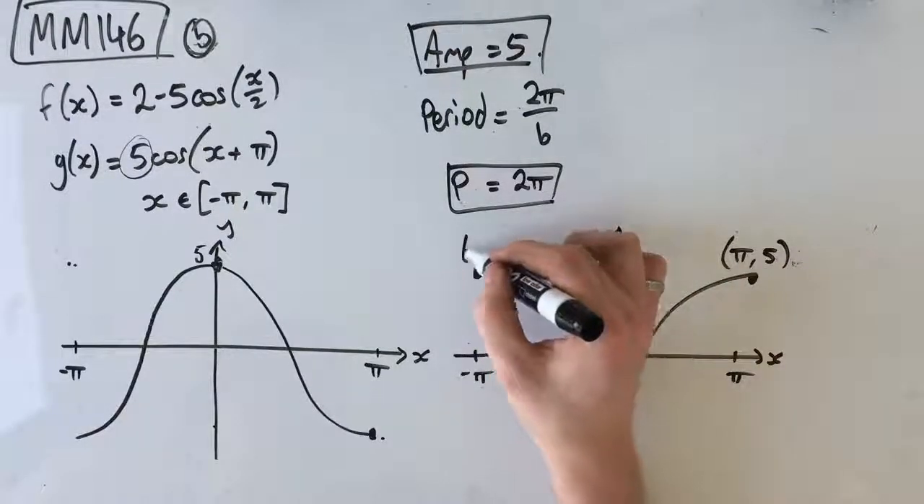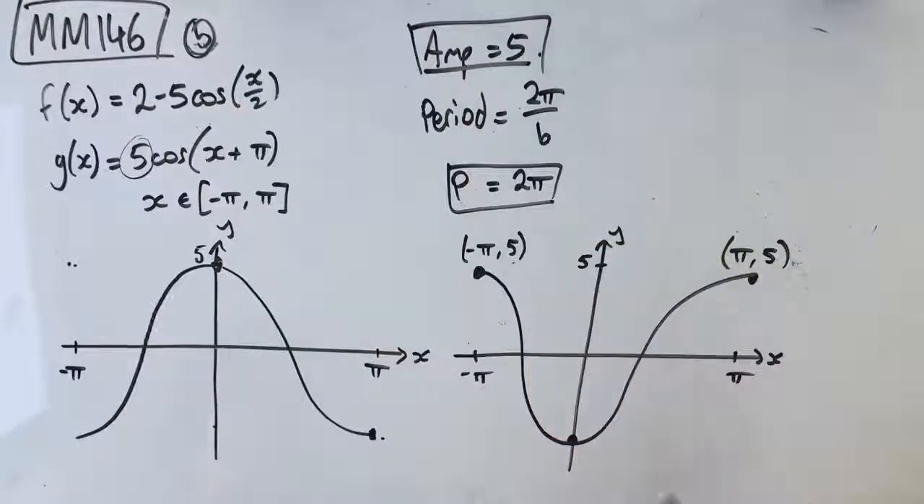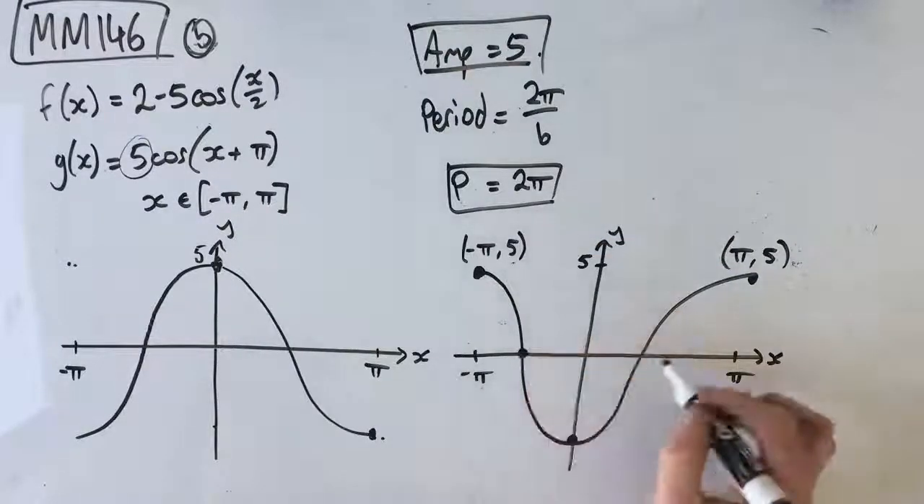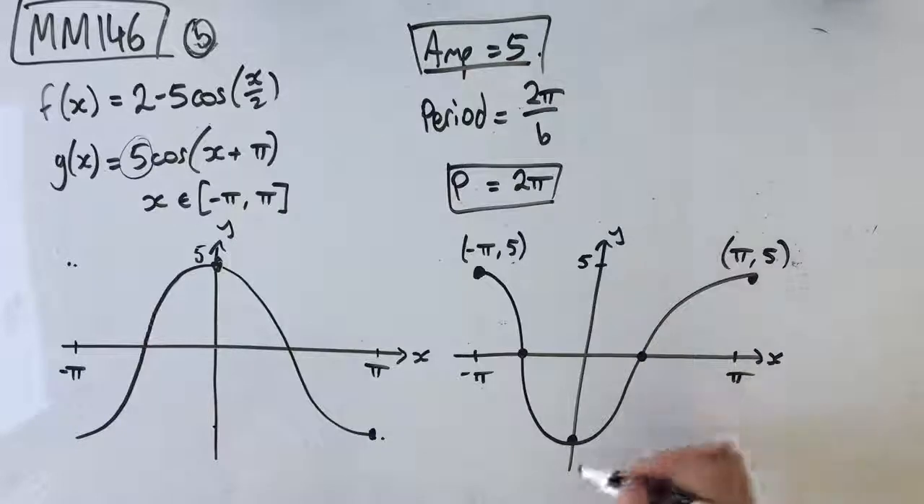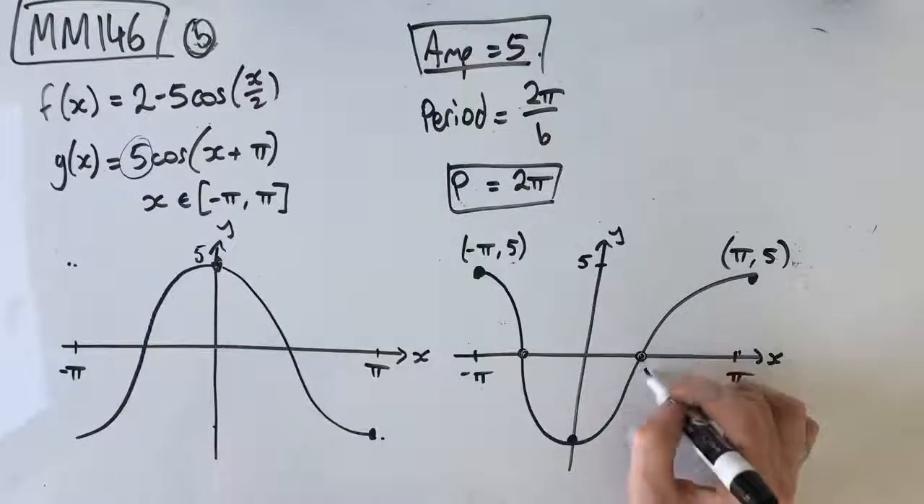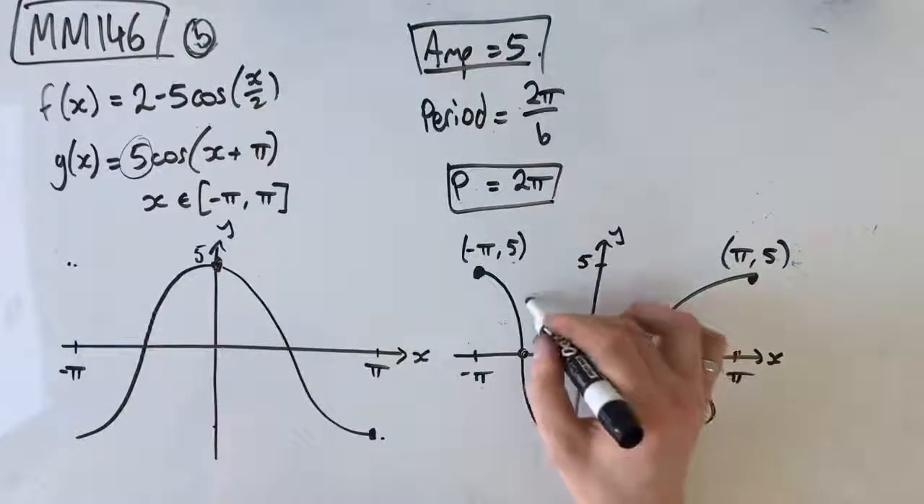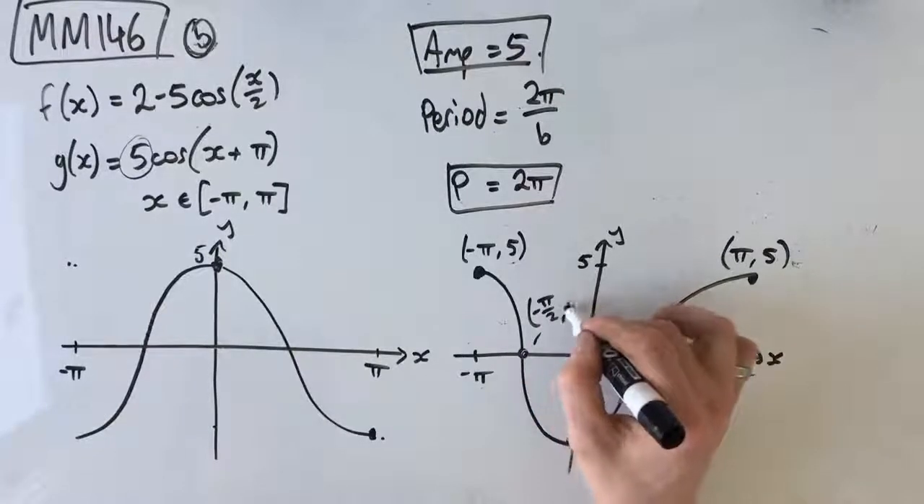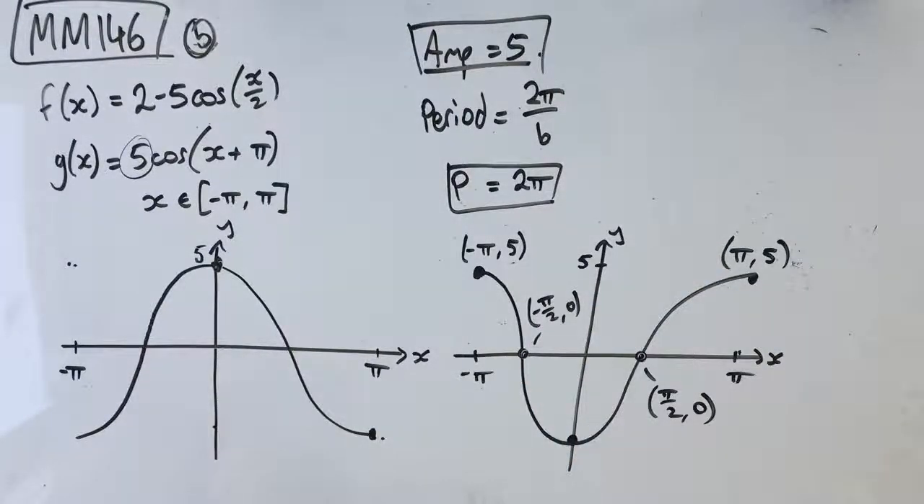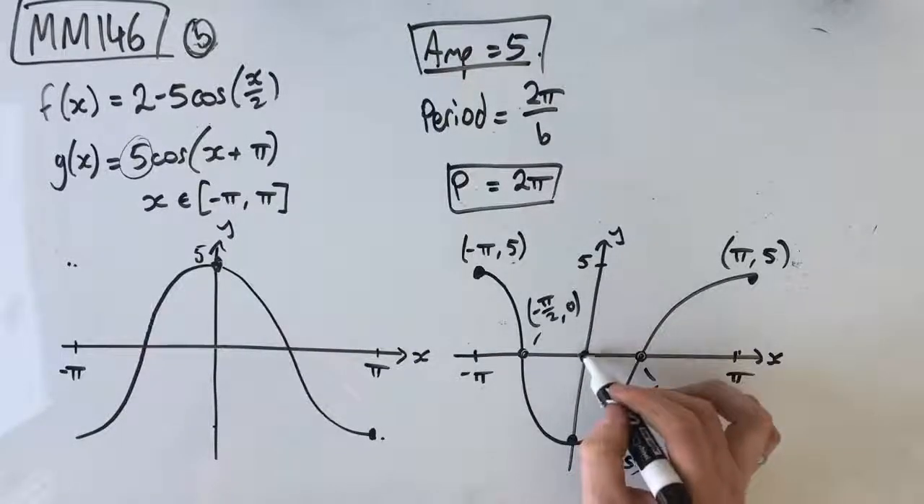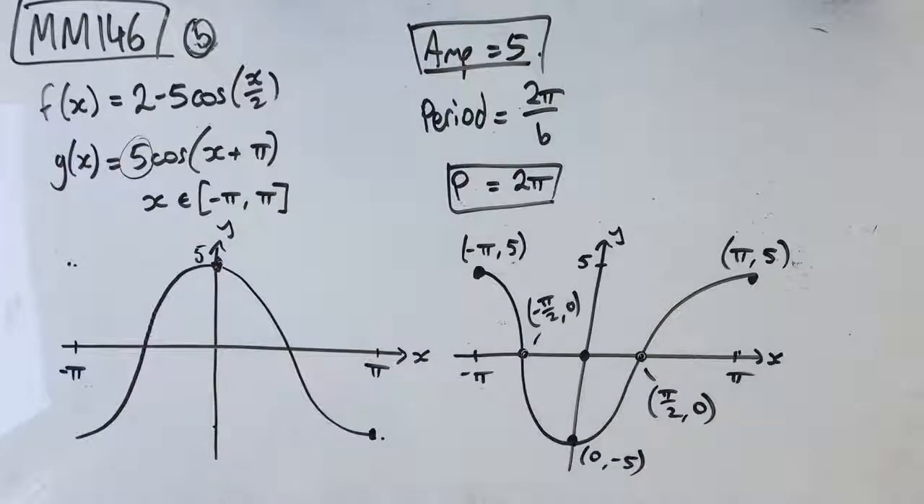and negative pi, 5. And we also need to work out our midpoints. Because this point and this point are halfway between 0 and pi and 0 and negative pi, this is simply going to be pi on 2, 0, and negative pi on 2, 0. Guys, that's it. And actually this bit as well is 0, negative 5, right? Because our midpoint is 0 and our amplitude is 5, so that has to be negative 5. That's it. As always with graphs, just make sure you include everything and you'll get full marks.